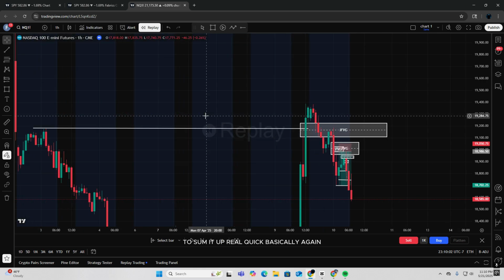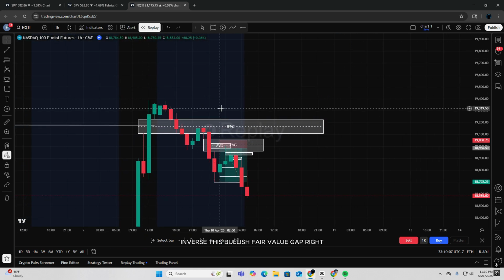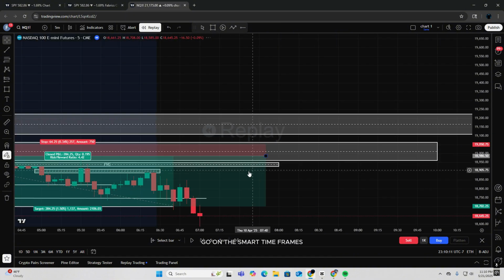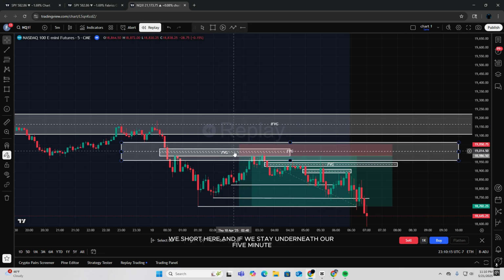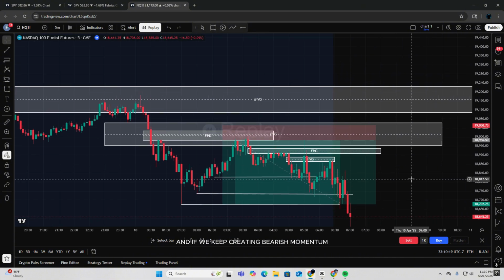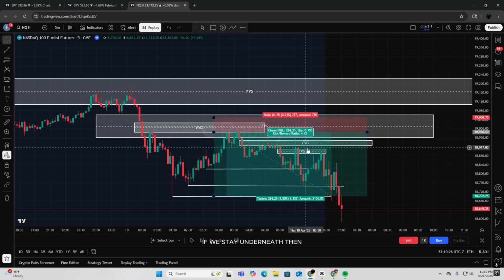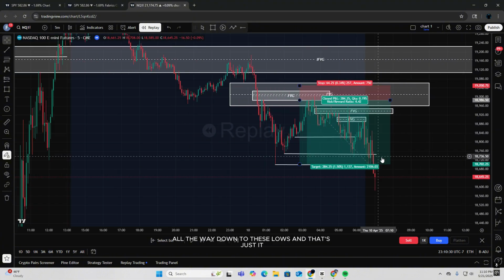To sum it up real quick, basically, again, sweep this higher low, inverse this bullish fair value gap, we create a bearish hourly. Go on the smart time frames, saw that we got into our golden zone. We short here, and if we stay underneath our 5 minute, we're good. We're chilling. And if we keep creating bearish momentum, bearish confluences, we created that bearish fair value gap here, created this bearish fair value gap here. If we stay underneath, then we could keep holding our trade all the way down to these lows.